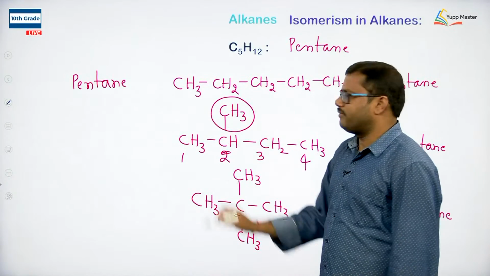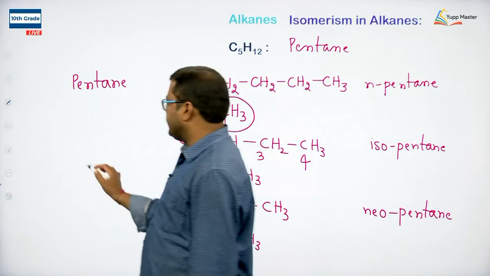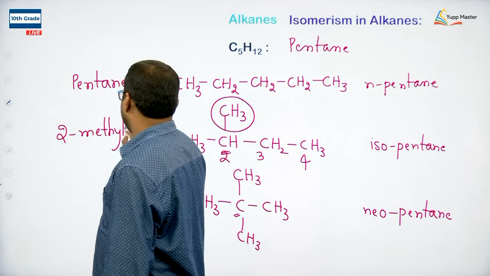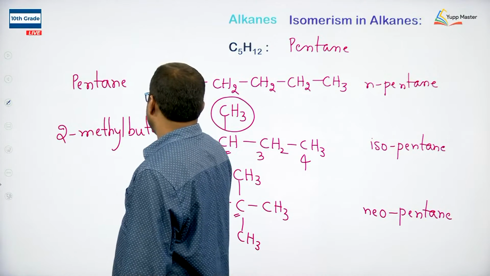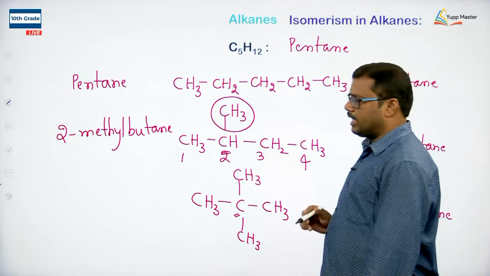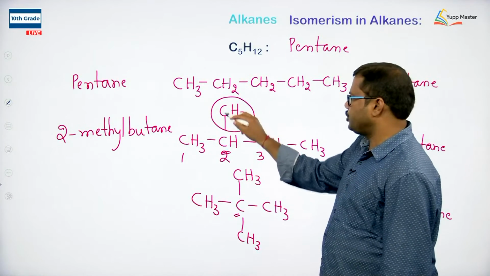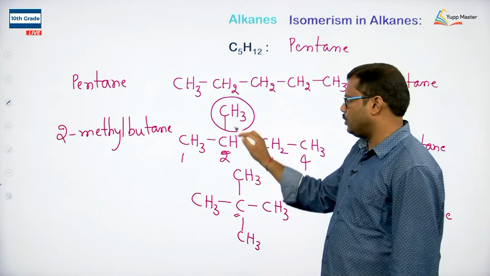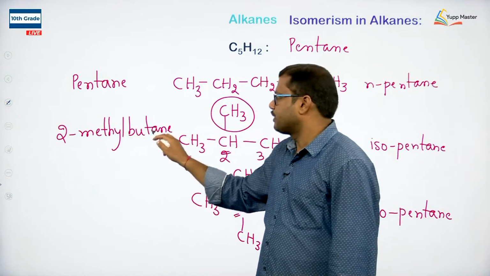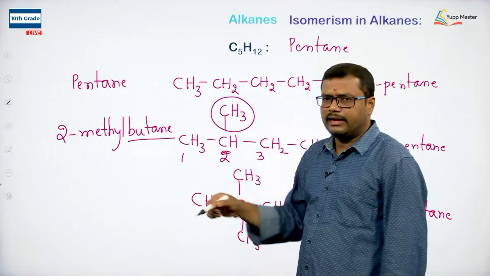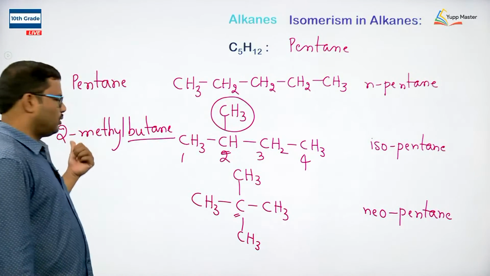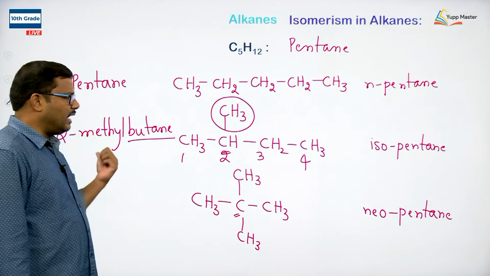At the second position we have a CH3, so we can write the isopentane IUPAC name as 2-methylbutane. We have selected the 4-carbon chain as the continuous carbon chain, so the parent alkane will be butane, and one substitution is present on the second carbon, so I am writing it as 2-hyphen-alkyl name. Here the alkyl is CH3, so I am writing it as methyl, and the parent name is butane. So the IUPAC name of isopentane is 2-methylbutane.